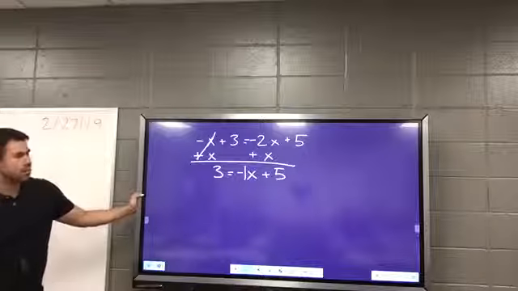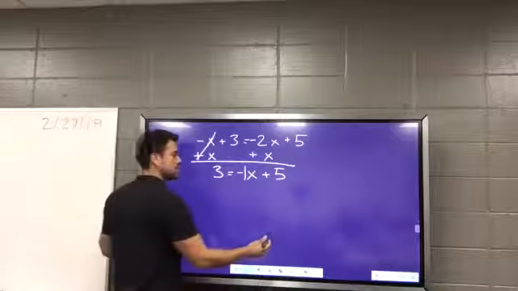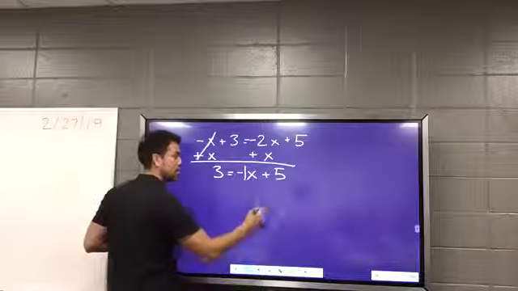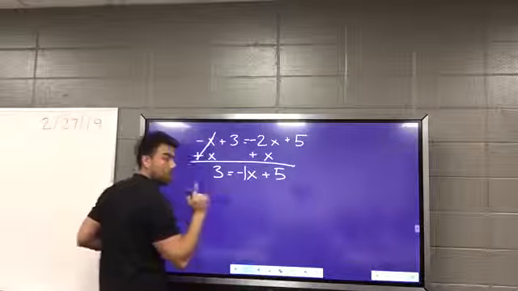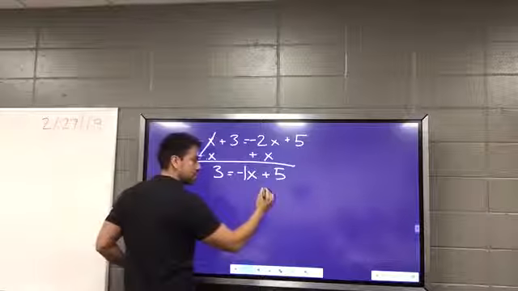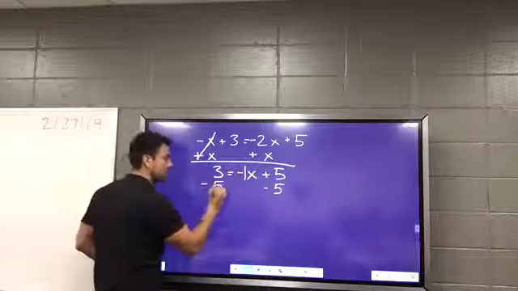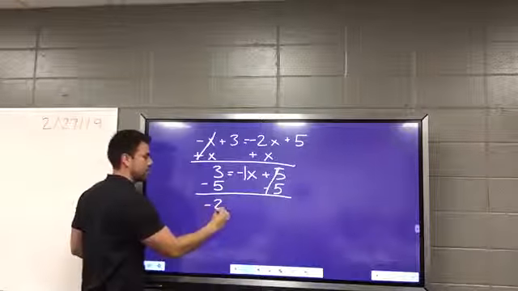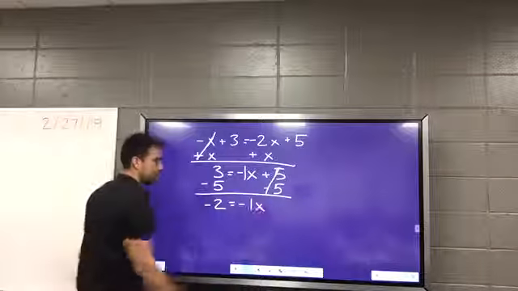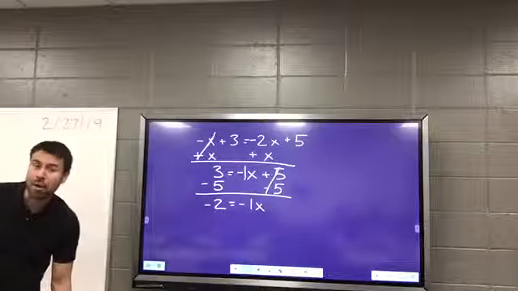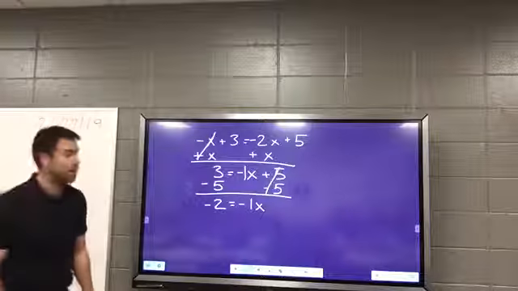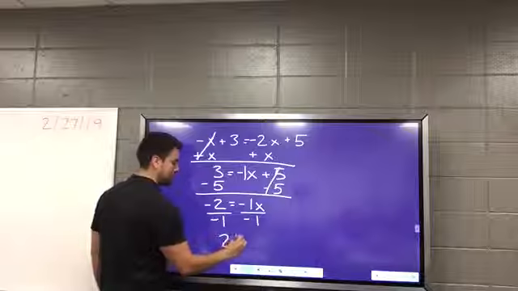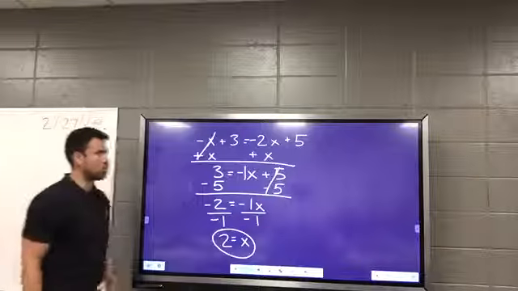How do I solve this one, Matthew? So I want to get x by itself. Close. You're going to say subtract 5 from both sides, because that gets rid of that plus 5. What's 3 minus 5? Negative 2 equals negative 1x. I don't want what negative 1x is. I want what positive 1x is. Divide both sides by negative 1. And what do I get? X equals 2.